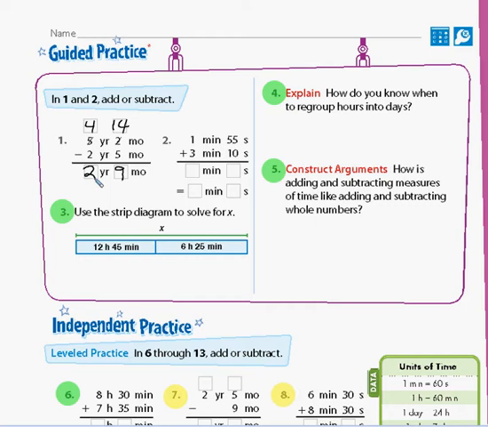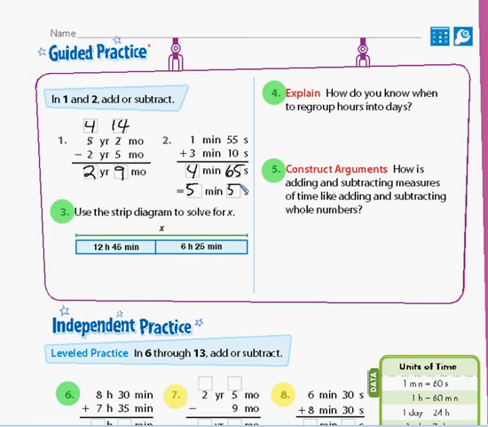Problem number 2. On problem number 2, we're adding 1 minute and 55 seconds plus 3 minutes and 10 seconds. On this one, we're just going to do a straight addition problem. So 55 plus 10 is 65. That's 65 seconds. And then 3 plus 1 is 4 minutes. But I have to regroup here. So I've got 65, and I know there's 60 seconds in a minute, so I'm going to add 1 minute here. That's going to be 5 minutes, and that only leaves me 5 seconds. So 5 minutes and 5 seconds.